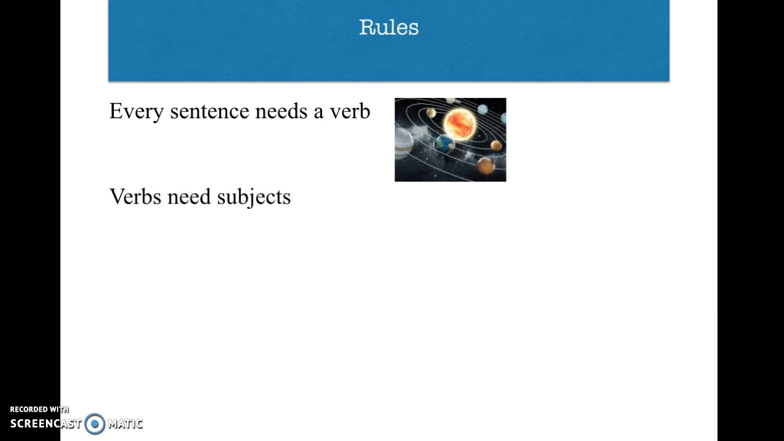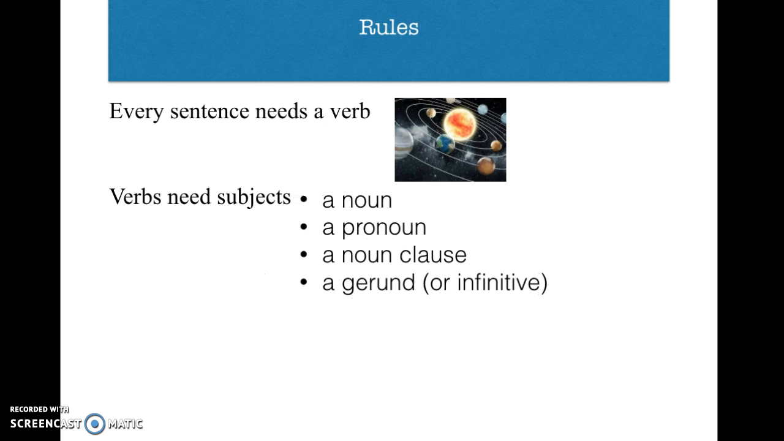Verbs themselves need subjects. Okay, now this might take many forms. It might be a noun, it might be a pronoun, like he or she. It might be a noun clause or a string of words that make a noun, or it might be a gerund or infinitive, like an -ing verb, okay, like singing or writing. So these two things are essential to any sentence. Okay, we need a verb, and the verbs need subjects.